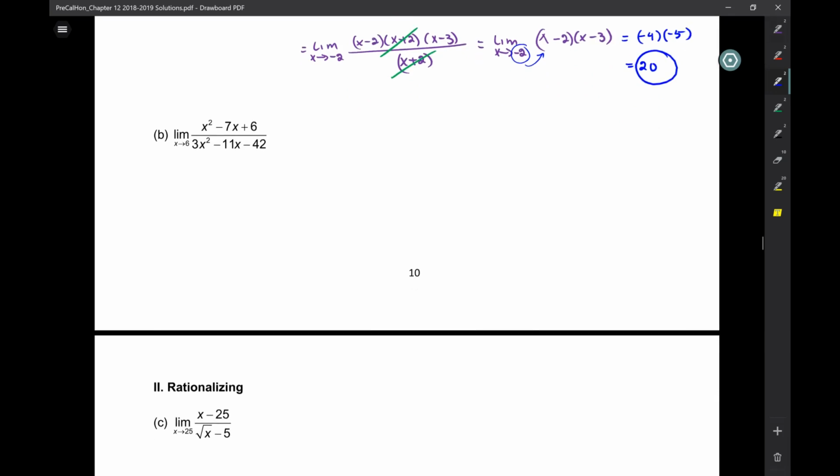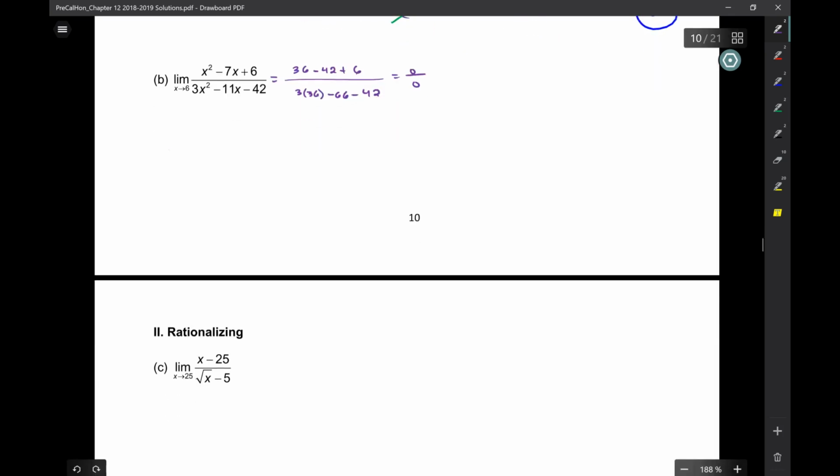Okay. So here, when I plug in the 6 very quickly, I get 36 minus 42 plus 6 over 3 times 36 minus 66 minus 42. Guess what that is? 0 over 0. So we're going to factor. You see, I plugged in the 6 here, no limit. Now I'm going to work with variables, put limit.